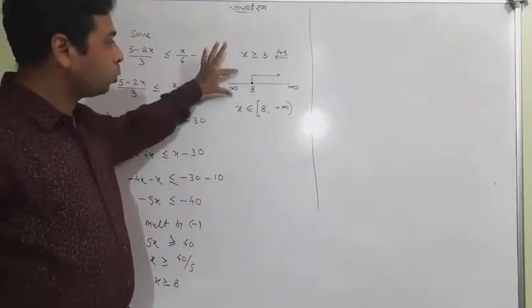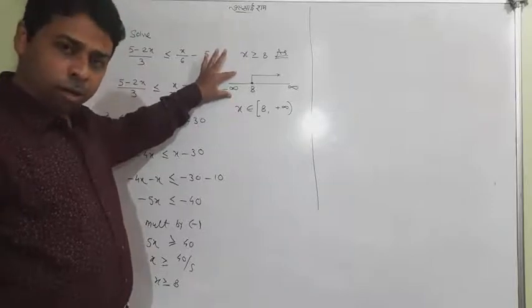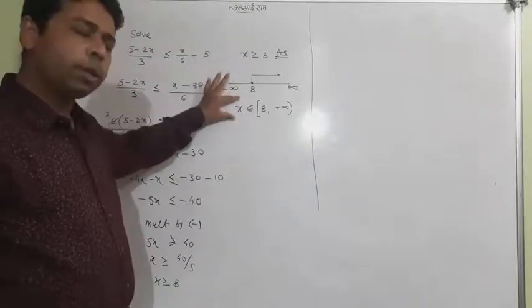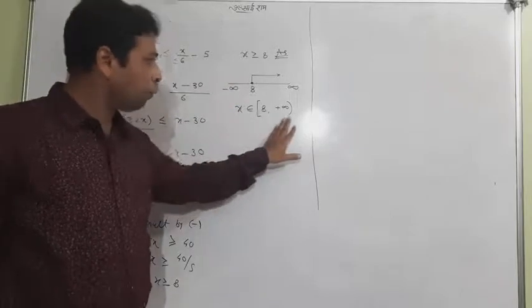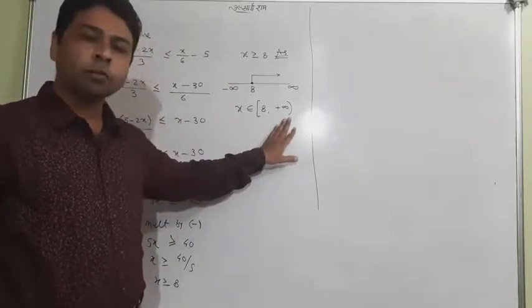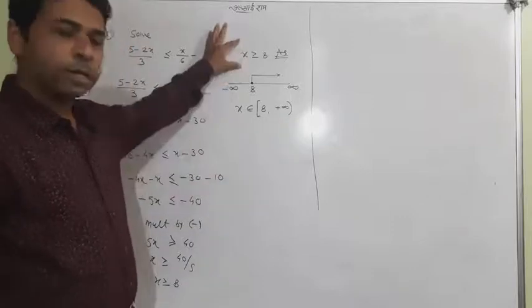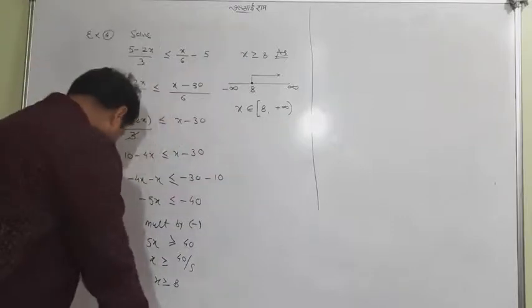So you can drop your answer right here. If you are told to show it on the number line, you can. This depends only on you, whatever you want to write. If you want to express your answer in interval format, you can. Otherwise, you can leave your answer right here. Okay, so this is a question from my side.